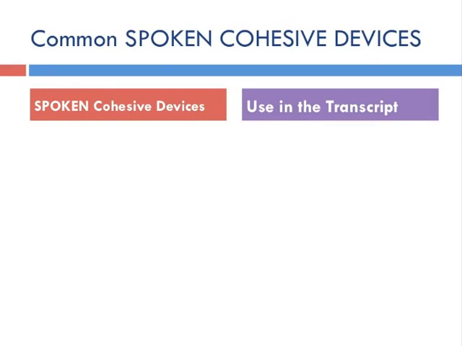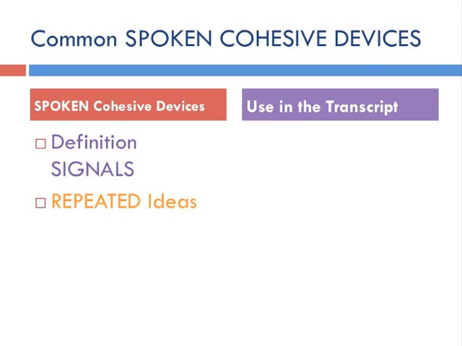Now, as we continue, let's think about some of the common spoken cohesive devices we've already seen, and we're probably going to see throughout the rest of the passage. First off, in more spoken contexts, a lot more common, I think, are definition signals. Definition signals really tell us how new words or terms are defined, and they will be a little bit different than what we see in a reading context.